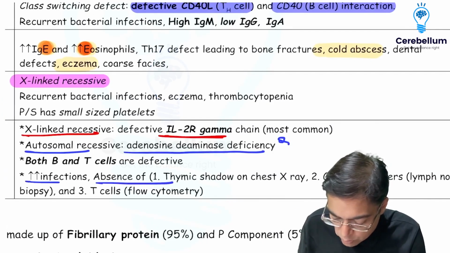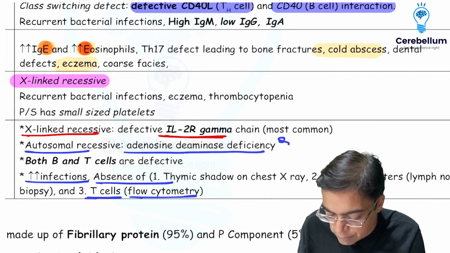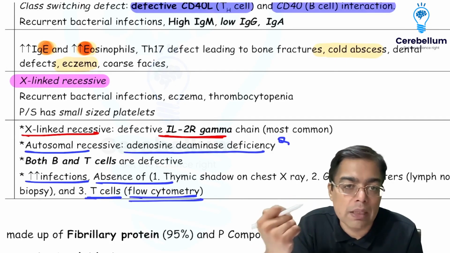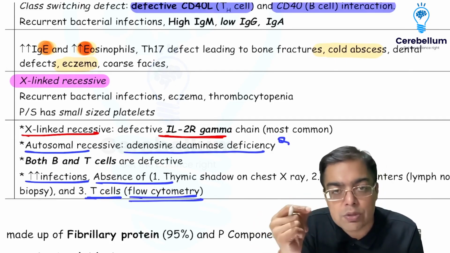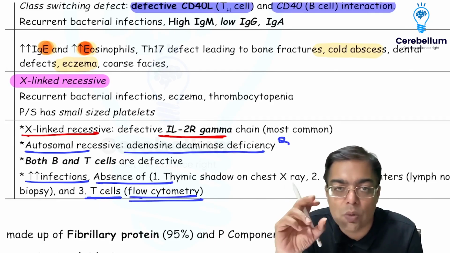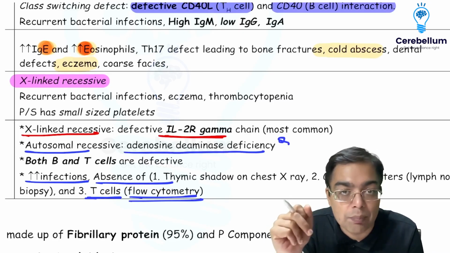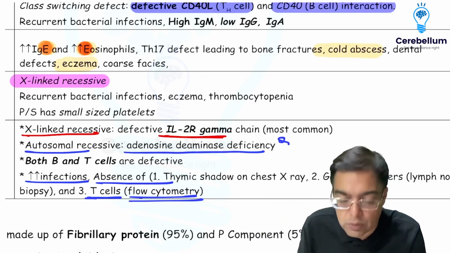And the patients are going to have a reduction of T cells, which can be picked up or shown with the help of flow cytometry. So that's about severe combined immunodeficiency disease. Adenosine deaminase deficiency was taken as a target for gene therapy. That's a historical significance that we just need to have an idea about.